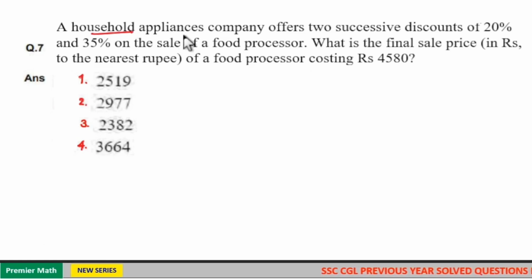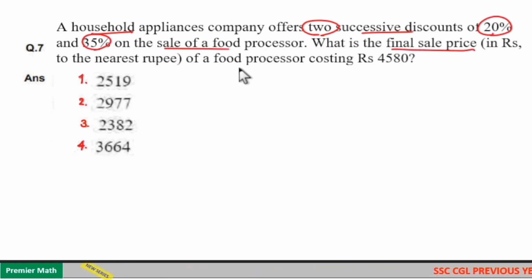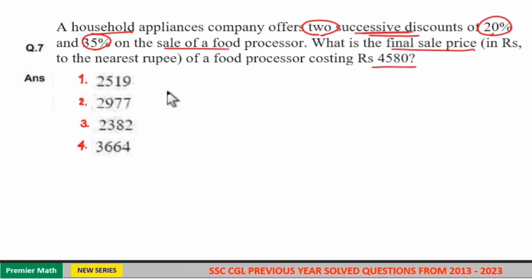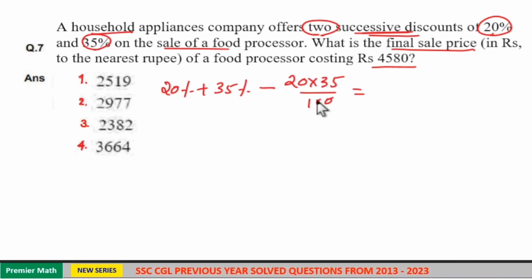A household appliance company offers two successive discounts of 20% and 35% on the sale of a food processor. What is the final sale price of a food processor costing 4,580 rupees? Here, use the successive discount formula. That is, first discount 20%, second is 35%, then 20 plus 35 minus 20 into 35 by 100 is the total discount, which is 55 minus 7, which is equal to 48% is the total discount here.